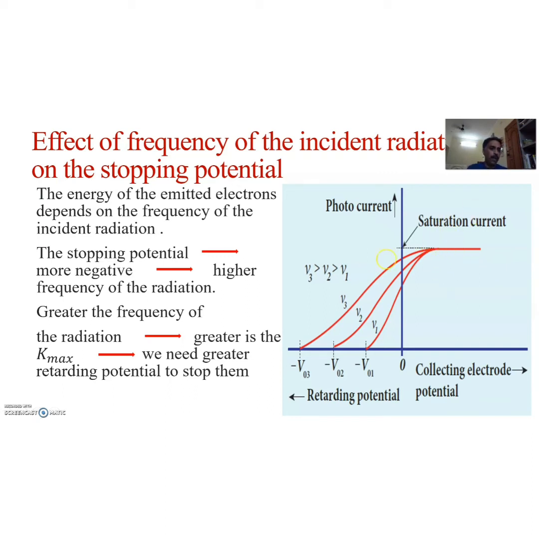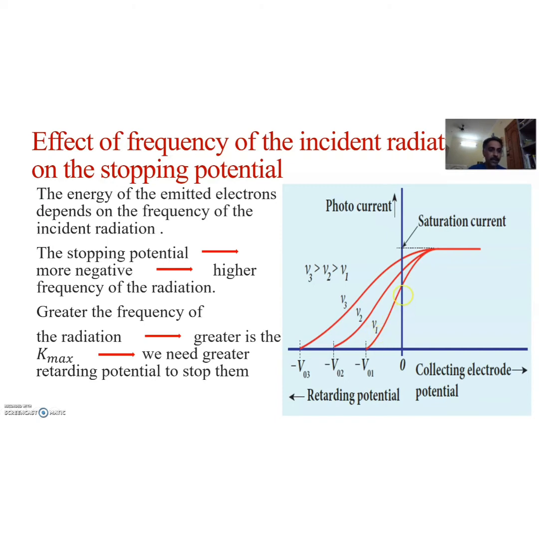Now what happens at this juncture is that when we reduce the positive potential, the photocurrent also decreases. And when we apply a negative potential to the plate A, it gets reduced still further, and for a particular negative potential it becomes 0. This we call the stopping potential. This curve is for a particular frequency of the radiation, say nu1.